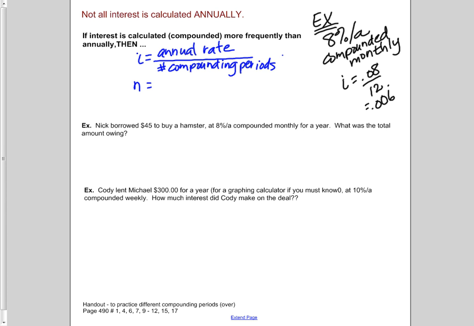The N value also gets changed. If you get 8% per annum and it's compounded monthly for 3 years, your banker is going to sit with your 0.006. He's going to give it to you every month for 3 years. He is going to do that calculation 36 times. He's going to do it every month for 3 years. So we're going to take our years times the number of compounding periods in a year.